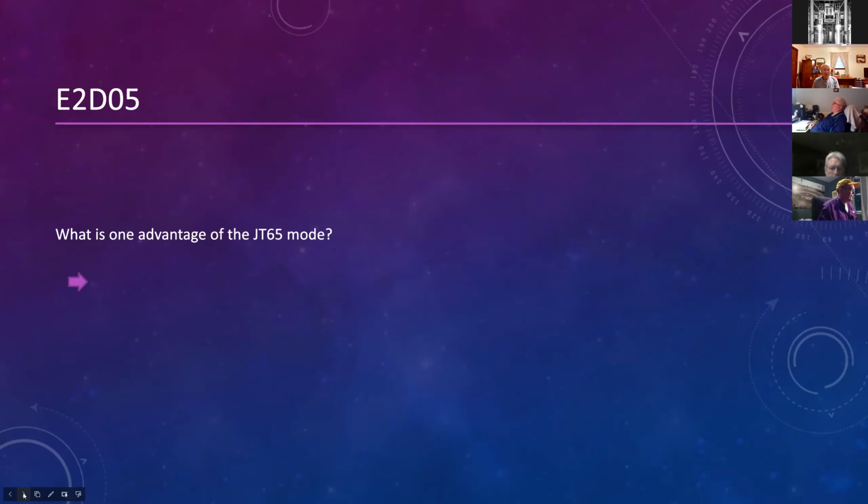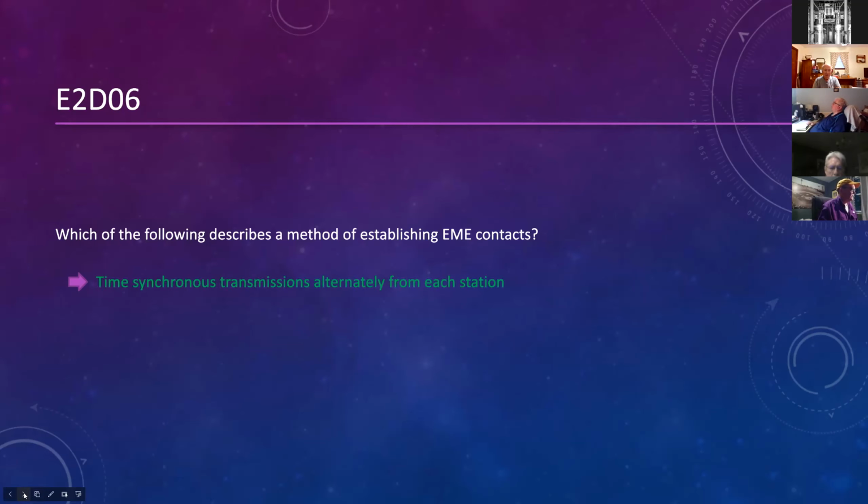What is one advantage of the JT65 mode? The ability to decode signals which have a very low signal to noise ratio, like we just said. Which of the following describes a method of establishing EME contacts? Time synchronous transmissions alternately from each station.